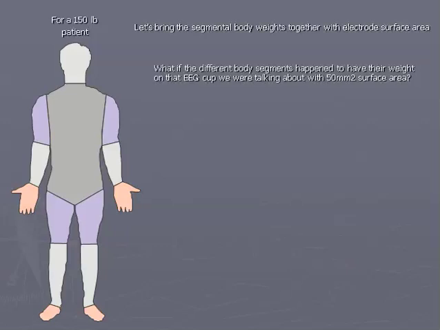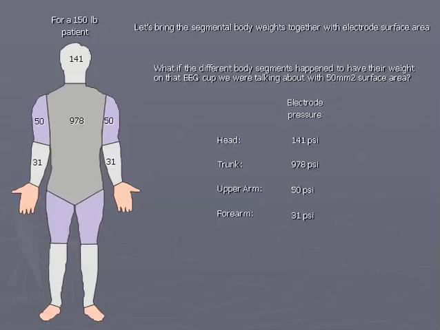Again, considering a 150-pound patient, the pressure created by the electrode under the head will be 141 pounds per square inch. Under the trunk will be 978 pounds per square inch. Under the upper arm will be 50 pounds per square inch. Under the forearm will be 31 pounds per square inch.